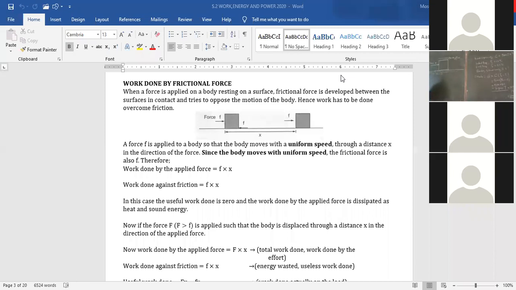Now this body is moving from this point until it reaches that position. So it moves through a distance which has been labeled as X. So the new position of this body is maybe there. That's what you have in your notes. Is that okay? So what is the work done against friction? This is what we are going to discover.